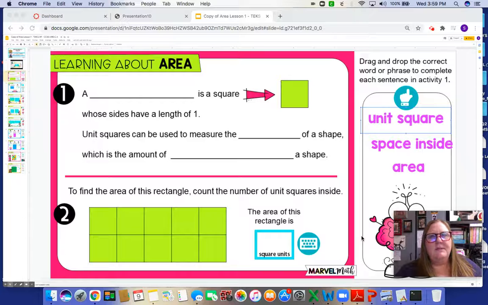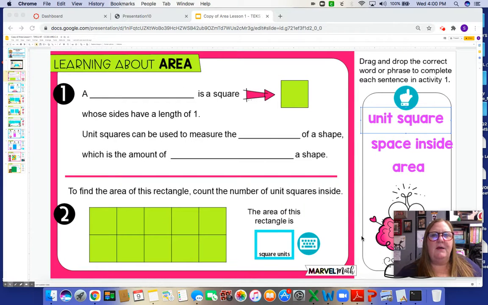Boys and girls, it's Miss Cooper, and this week in math we've been learning about perimeter. We learned that perimeter was the area on the outside of a shape. It was kind of like a picture frame, and we learned that we added up all the sides to get the perimeter. Today we're going to talk about something different with shapes. We're going to learn about area.